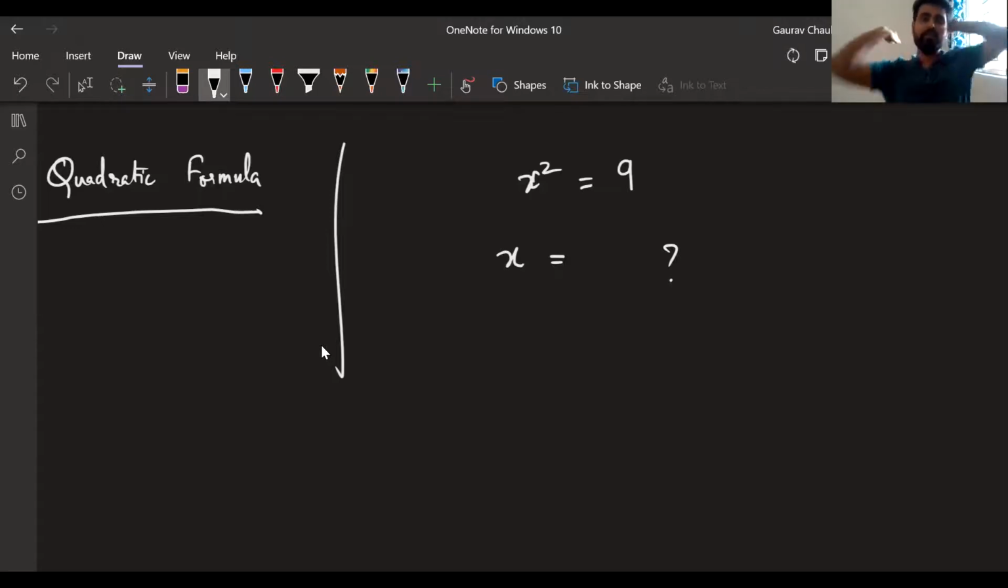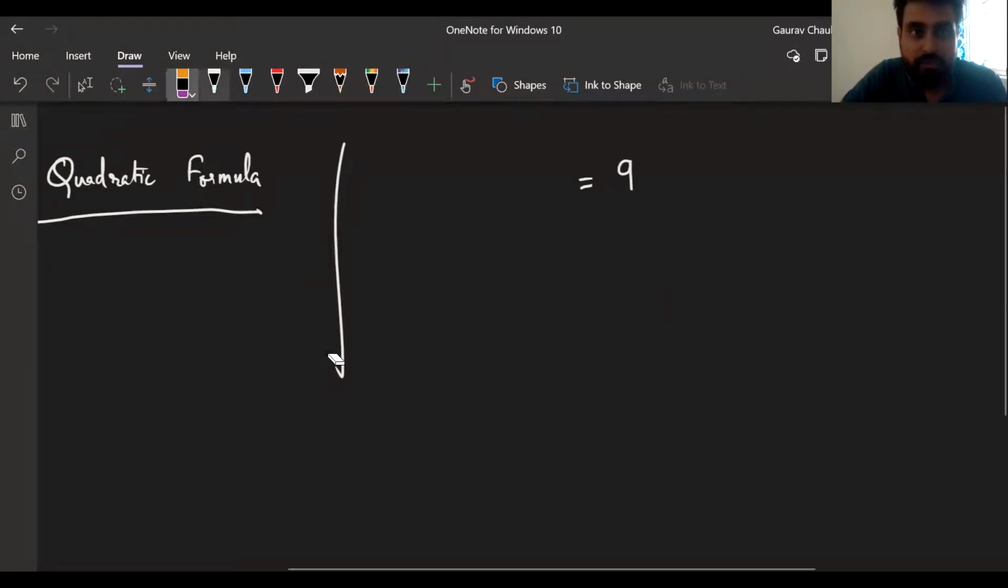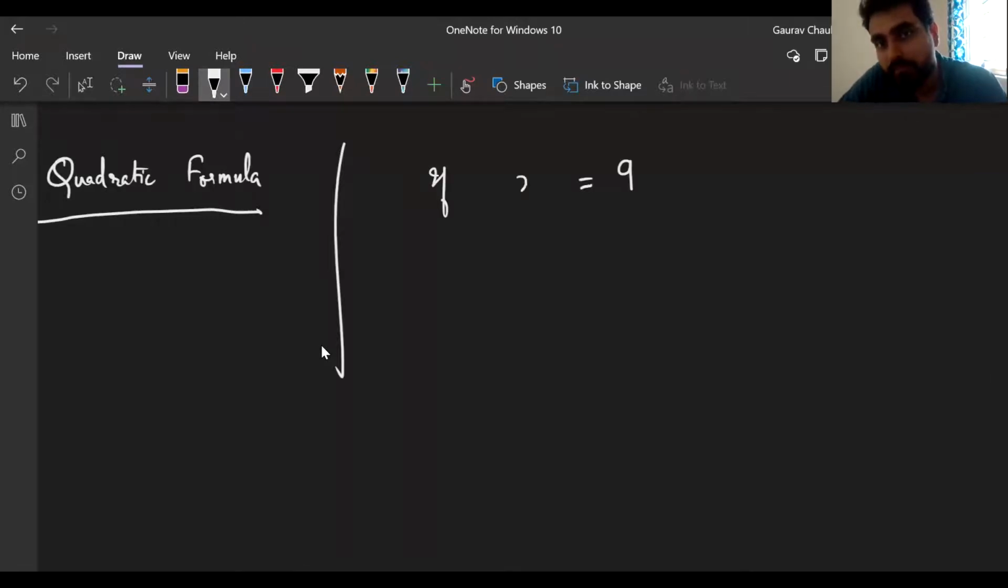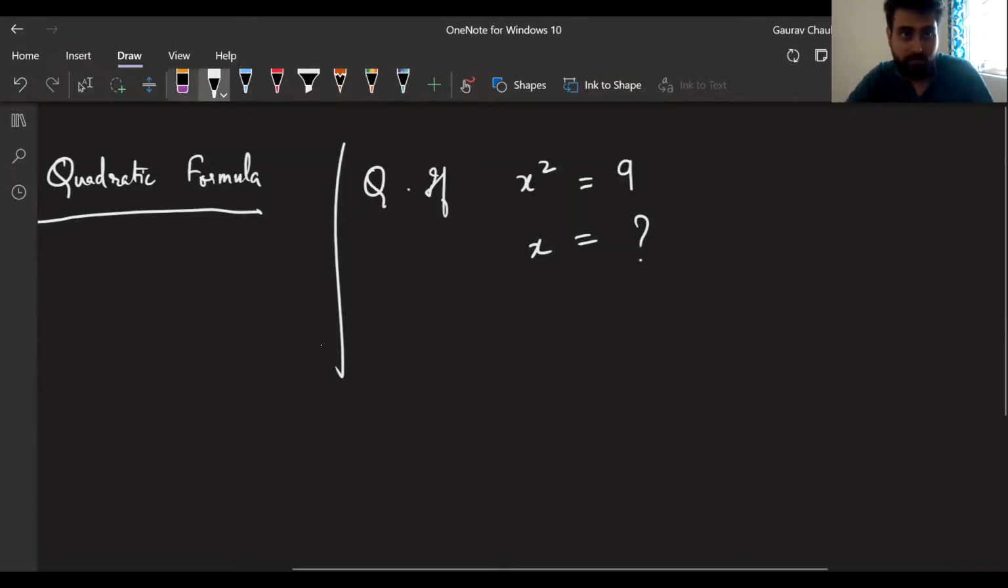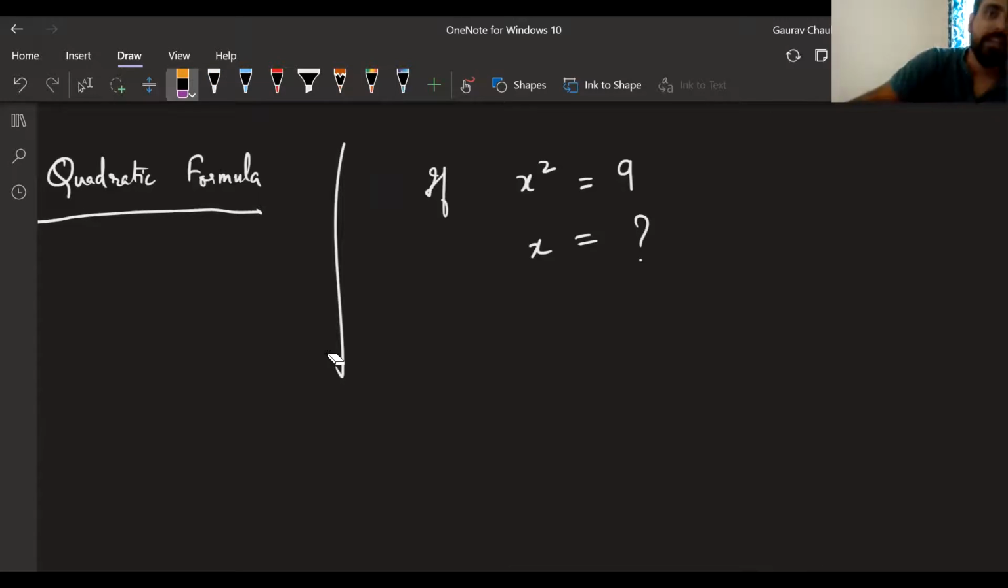I want everyone to type privately to me. What will be the value of x? Private chat to me. If x square is equal to 9, x is equal to what? This is my question. It's a very important question. It's a very fundamental question, and I've been giving little hints in the linear equations chapter and the trigonometry chapter. I gave a lot of hints. I wonder if someone remembers.